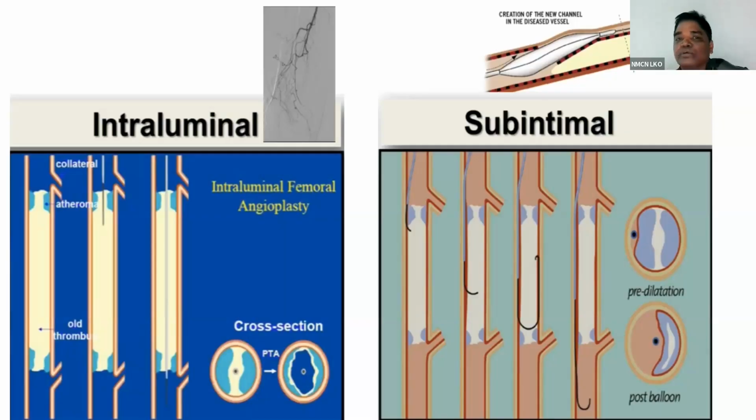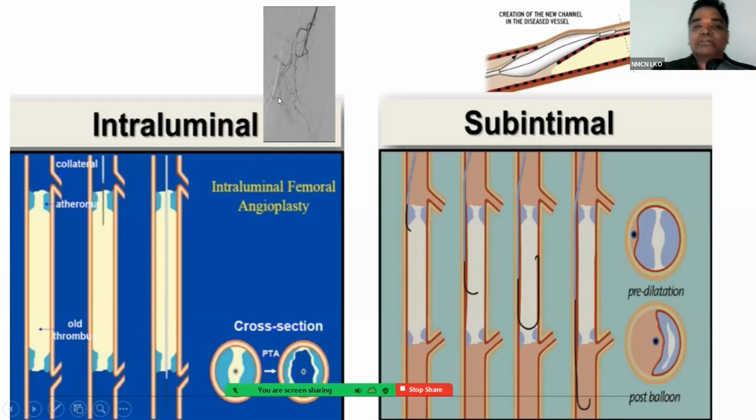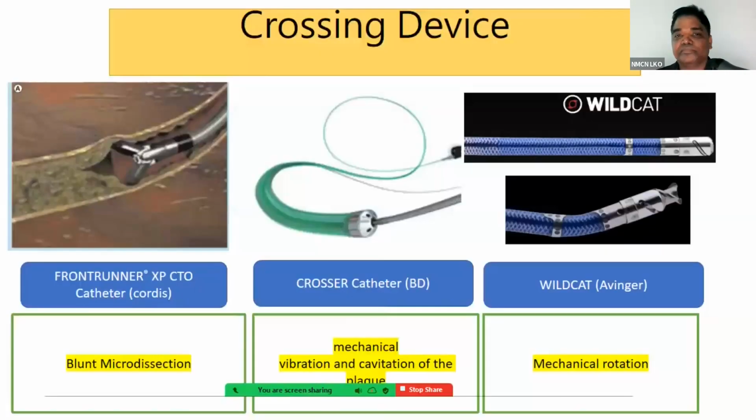So sometimes you also get complete occlusions, and these are more commonly seen in the thigh. Sometimes you have to go across these. There are a number of techniques used to go across these lesions. You can go by an intraluminal approach, that is through the plaque, or you can take a subintimal approach, where you make the wire cross subintimally and then re-enter the lumen distally, and then you do your angioplasties.